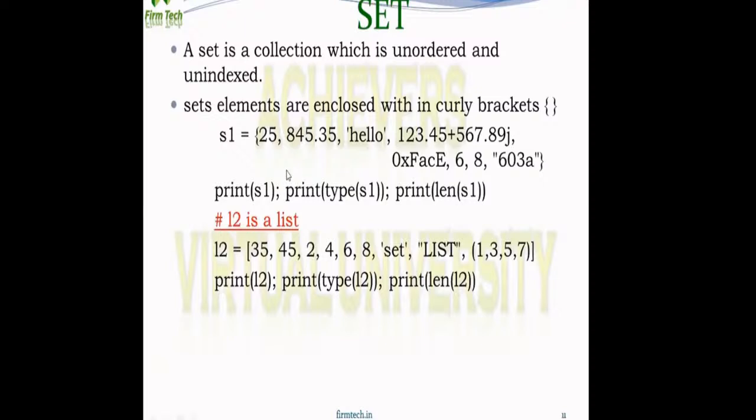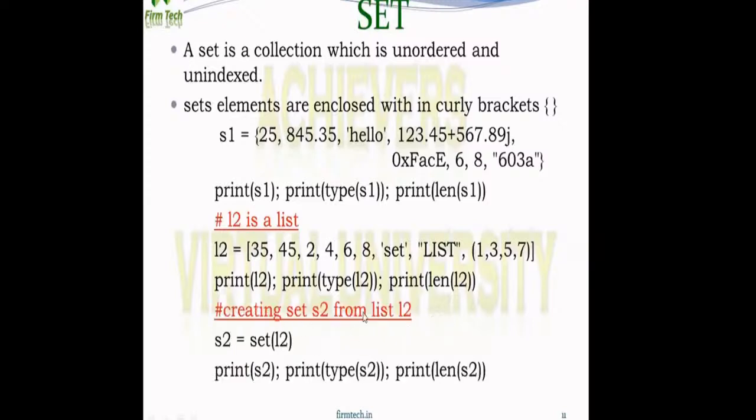So L2 is a list, that is, we can have elements inside this. To create a set from a list, it's simple. Give a variable name and just use the function set. Here I have assigned the variable name S2 is equal to set, which is the function, and inside the function we are passing the parameter L2, that is the name of the list L2. Now if you print S2, it will display the set S2, print of type of S2 will display class set, and print of length of S2 will display the number of elements inside this.